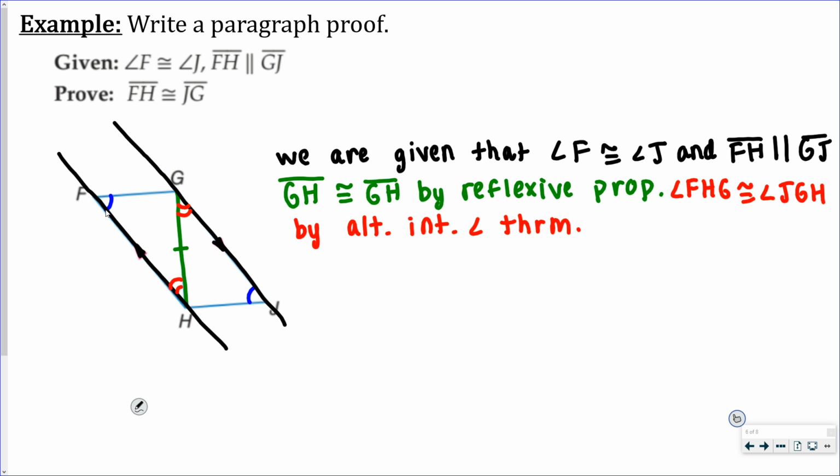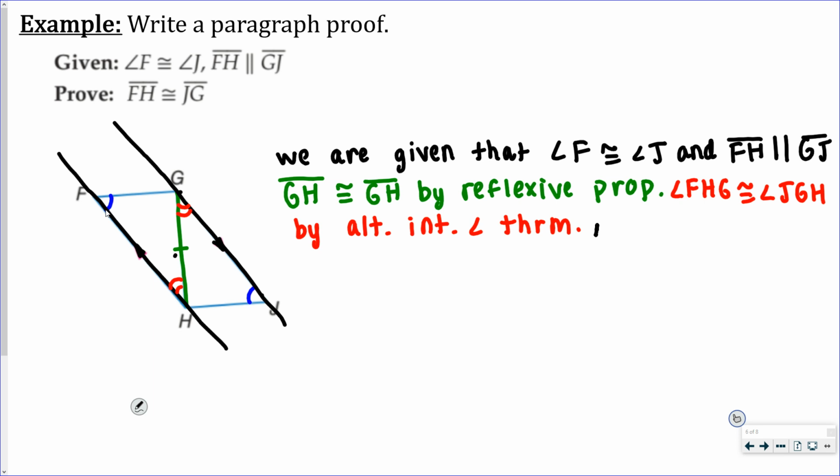What'd you say? I'm actually curious what you said. AAS. How did you say it though? Don't call it that. Angle, side. That was hilarious. You're right though. Oh, that was funny.